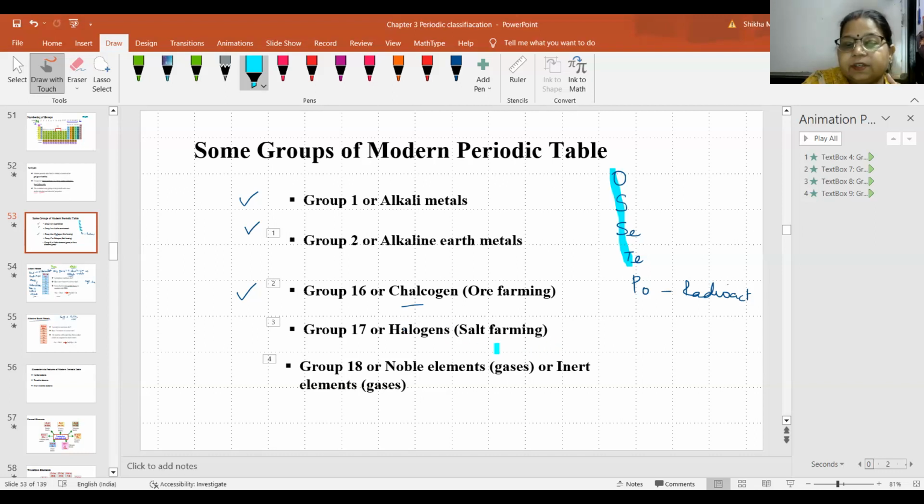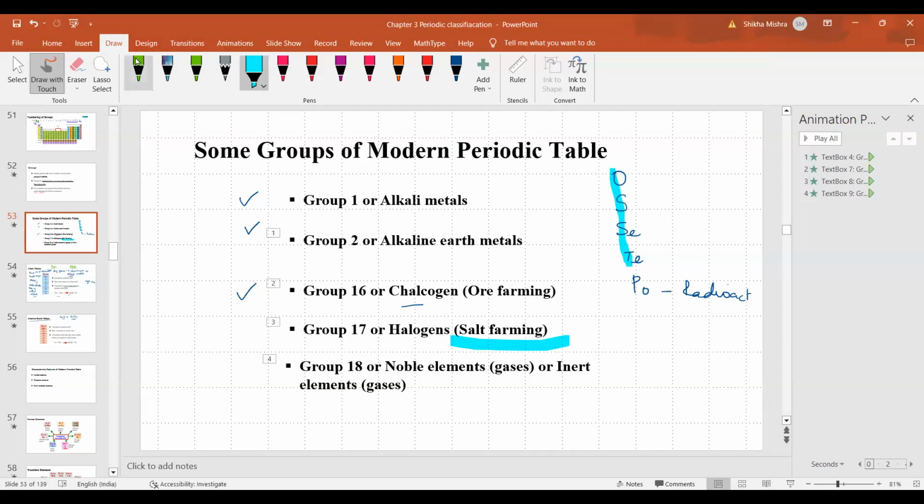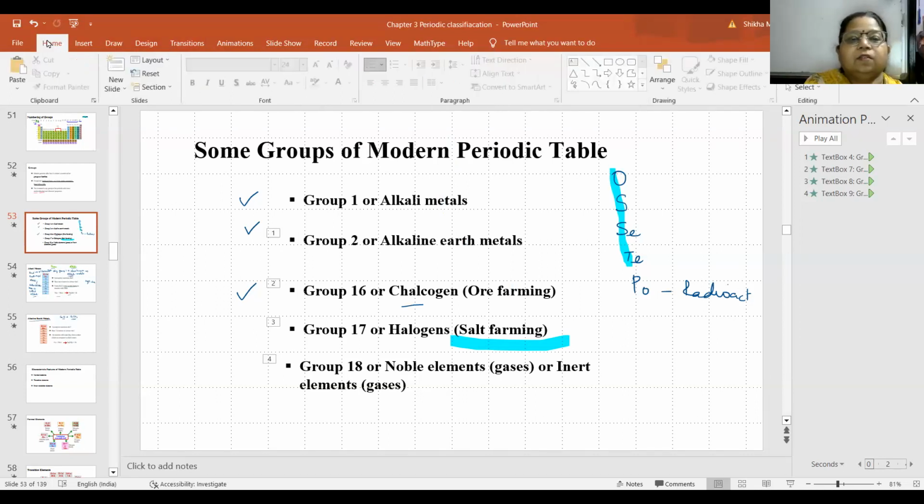If you look at group 17, I have written they are salt forming. And for chalcogens, we have said ore forming, right? Yes, ma'am, I think the spelling is incorrect. It has to be ore forming, not farming. So can somebody tell me what is the difference between ore and salt, if you can understand that?